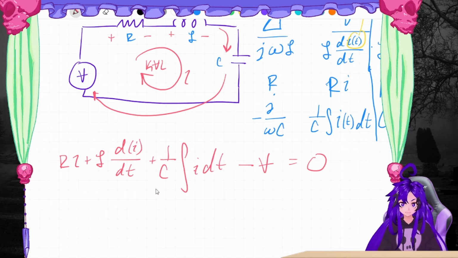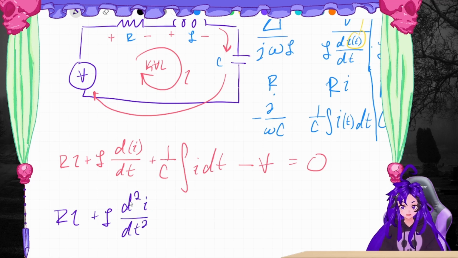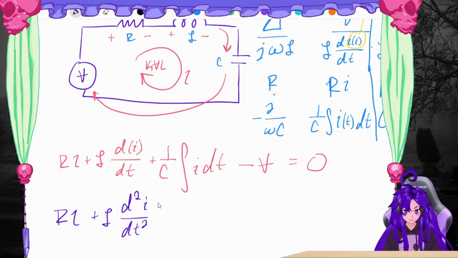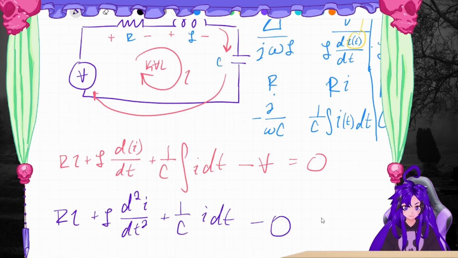Now, the reason these become second order is because we cannot handle this with this integral in it. So the first thing you have to do is differentiate this. So you end up with R di/dt plus L d squared I dt squared. So this is the second derivative of current. That's where the second order comes from. Plus 1 over C I, minus, and this is a constant, so it's a derivative of a constant, zero.